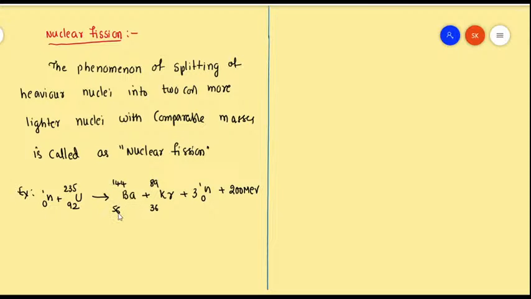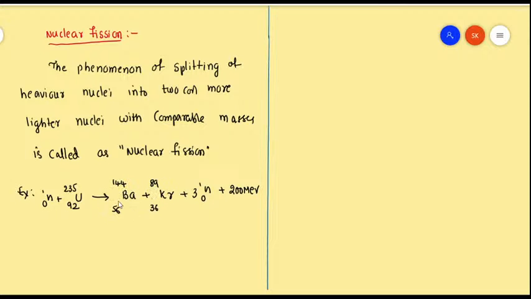What is an isotope? Can anyone write in the chat box, Sushmita or Sunita? What is an isotope? An isotope has the same atomic number but a different mass number. In the NCERT book this is the equation, but in some reference books the barium isotope formed is reduced by 3, so the mass number is 141, and the krypton mass number is 92.